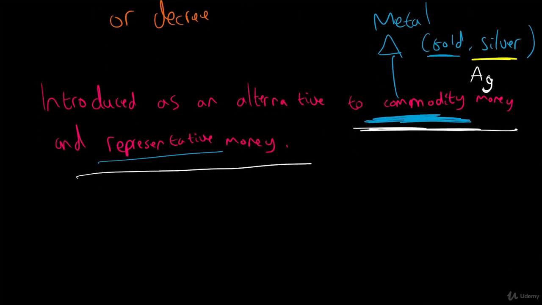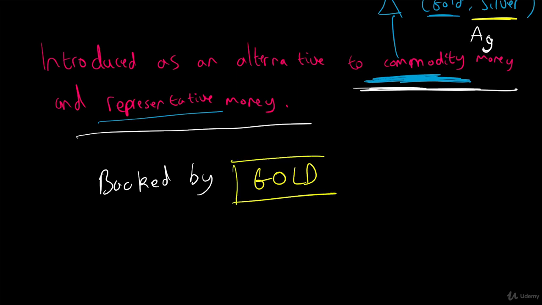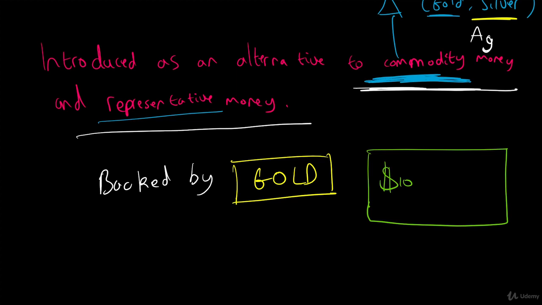Then representative money is a sort of fiat-like currency. It's like in between, that is backed by a sort of material, a commodity. And this is essentially the currency that we had for a long time when our money was backed by gold. We were still using notes that said, let's just say $10 on it, and it had some sort of face.